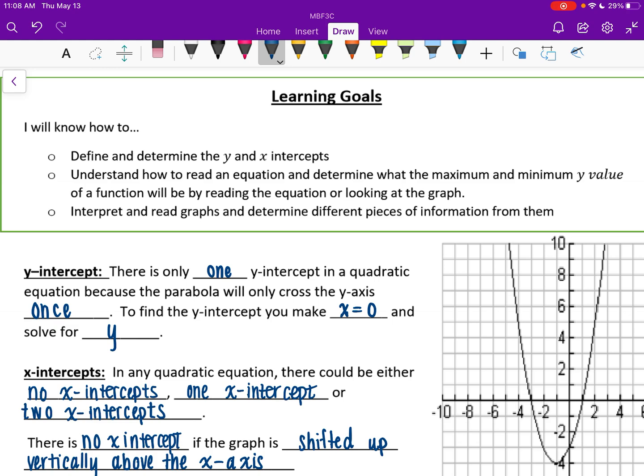You'll understand how to read an equation and determine what the maximum and minimum y value of a function are, by looking at a graph or reading the equation, and you'll be able to interpret and read graphs to determine different pieces of information from them. Basically this is our application portion.